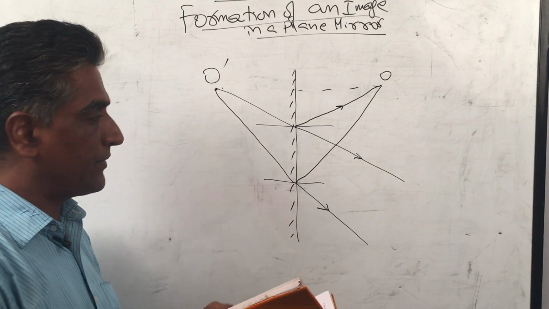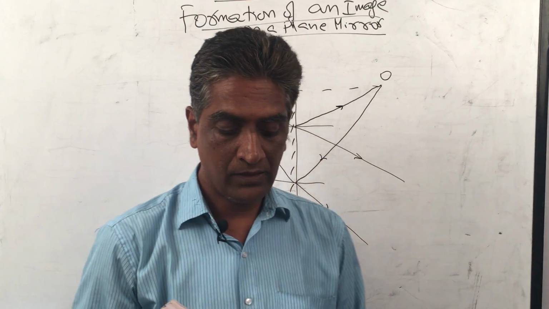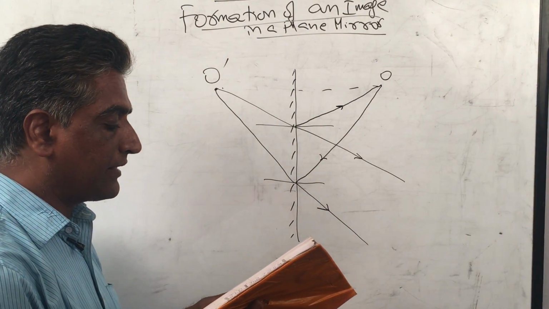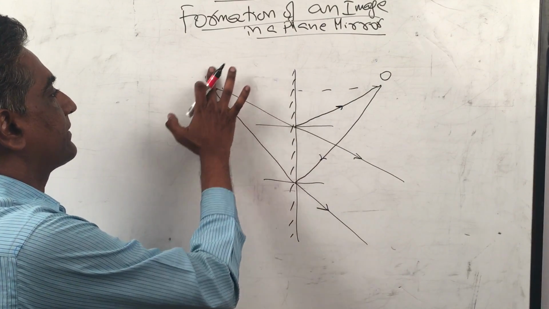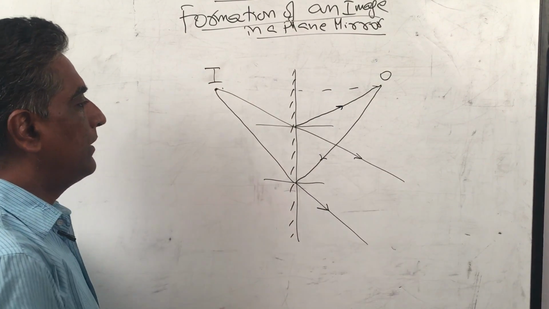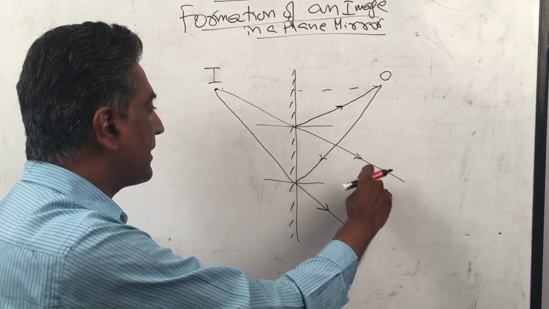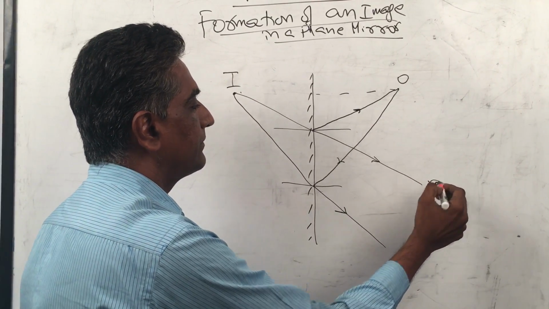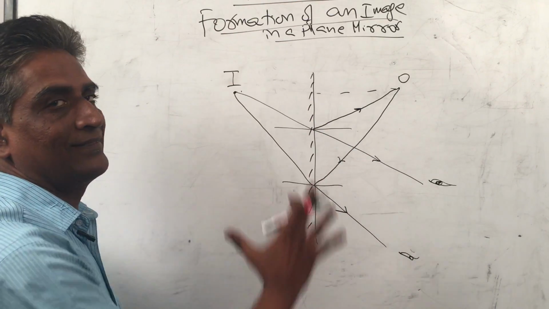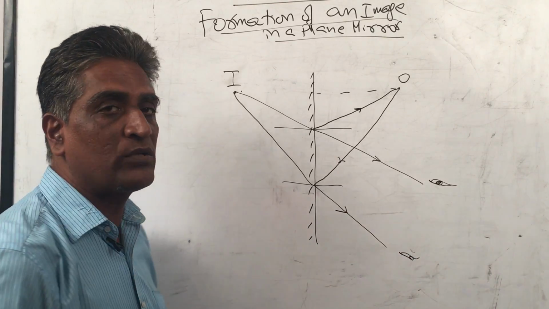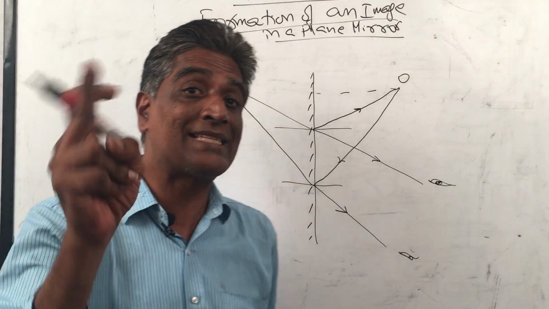O is a point object. Some rays from O reach the mirror and get reflected. When we look into the mirror, the reflected rays seem to be coming from point I. So this is not O dash, he has put I here. Image is a better word, better letter. Suppose you are here or here, anywhere, all the rays seem to be coming from one point. If you keep your eye here or anywhere, wherever your eye is, it looks as if the rays are coming from there.